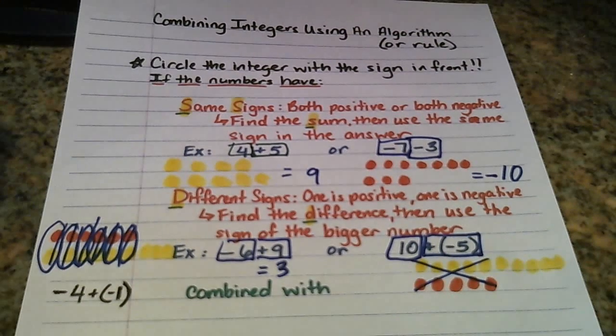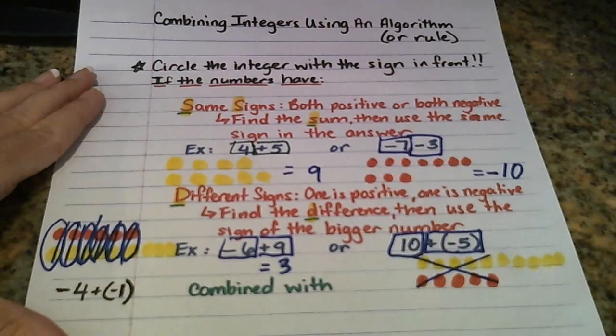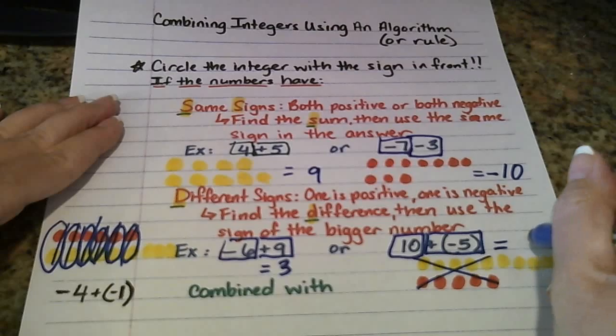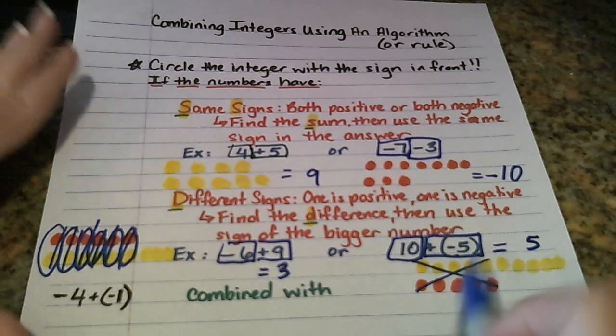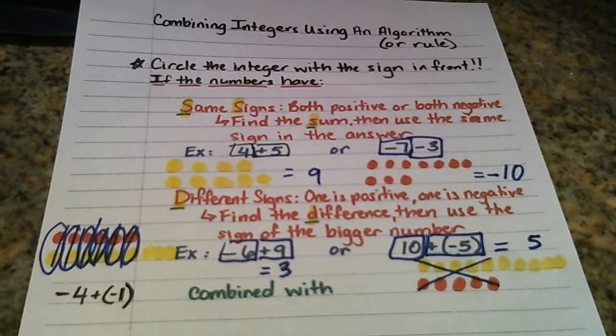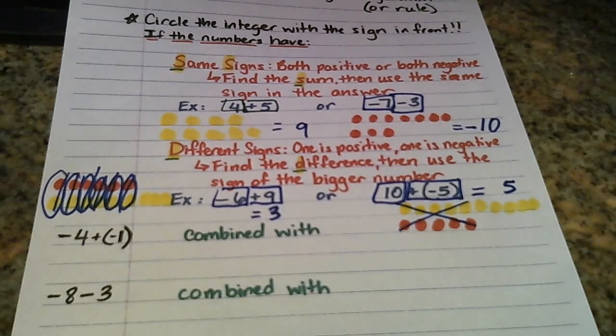Now if you're just using the rules, I've got different signs here. Positive, negative. I'm going to take the difference between the two. The difference between 10 and 5 is 5. So I'll put that 5 down, and then you're going to use the sign of the bigger number. 10 is bigger than 5 and it's positive, so my answer remains positive. So hopefully you understand the mechanics of why you're taking the sum or why you're taking the difference regarding the signs of your number. So let's take a look at a few examples.